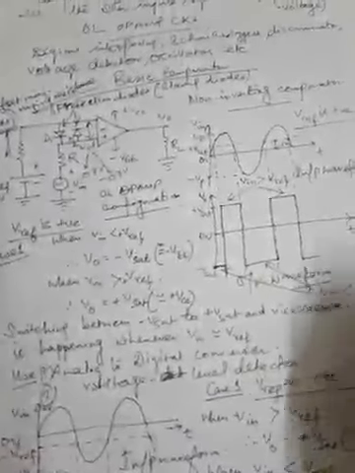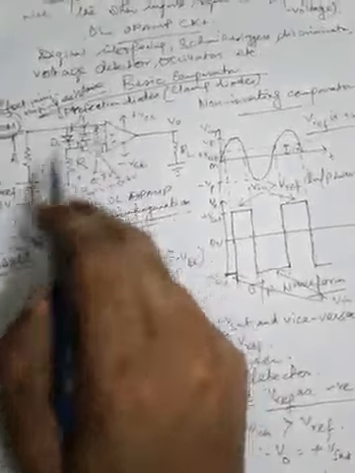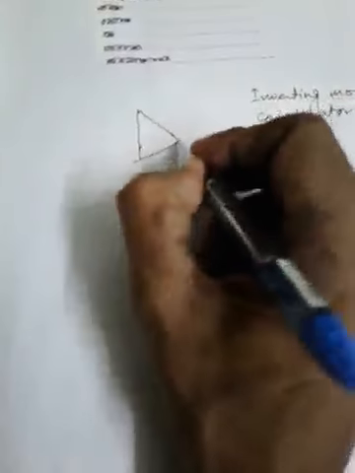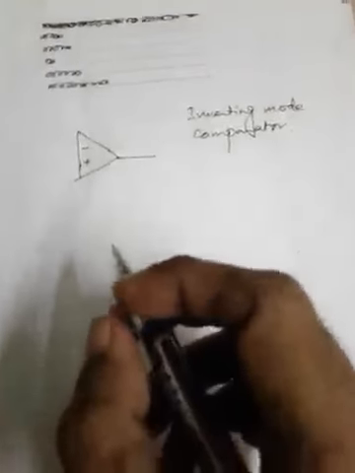Now let us explain the operation of the op-amp when the Vin is applied to the inverting terminal and the V reference is applied to the non-inverting terminal. So let us see how that circuit will work. Let us now draw the comparator in inverting mode. The last one was non-inverting mode because the input signal was applied to the non-inverting terminal. Here we will be applying the input signal to the inverting terminal.